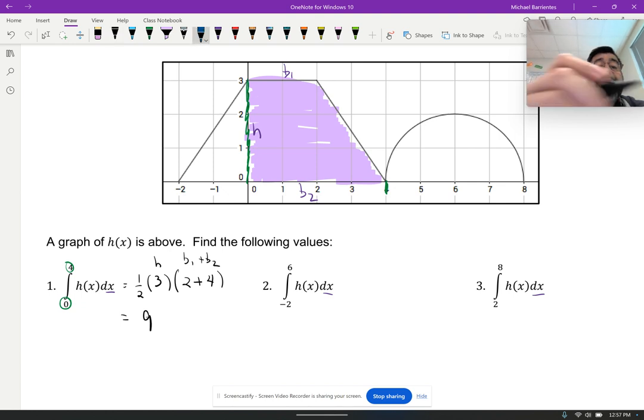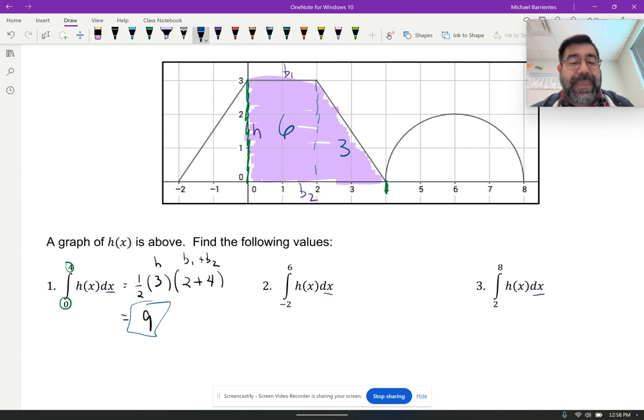But let's say you had broken this up into two pieces like this. Then this rectangle would be a 2 by 3, so that would be 6. And this triangle would be 1/2 times base 2 times height 3, which is going to leave me with 3. And then those two together would give me the 9 that we got over here. So again, it depends on how you look at it, what you feel comfortable using. But you do need to remember your geometry area formulas.